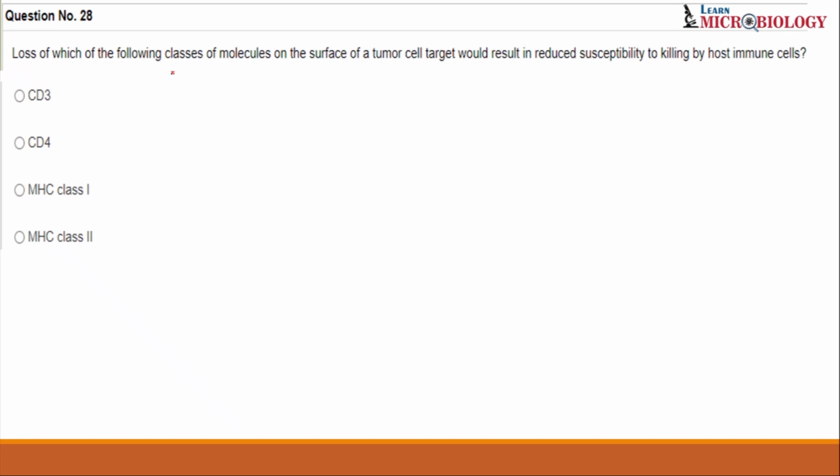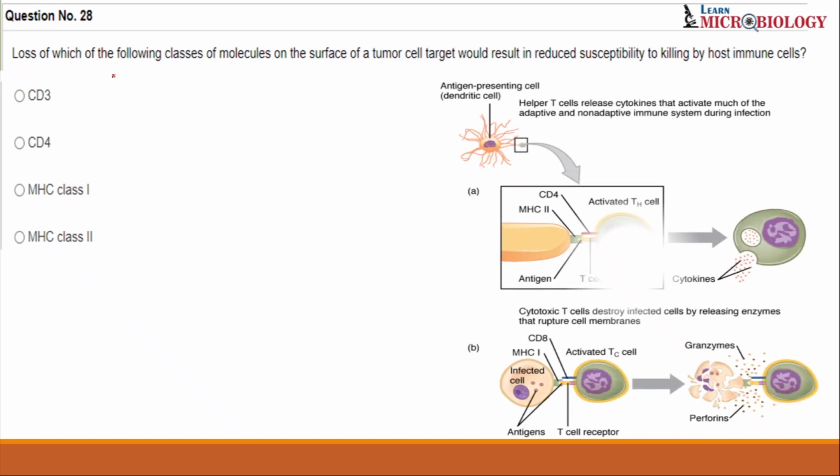Question number 28. Loss of which of the following classes of molecules on the surface of a tumor cell target would result in reduced susceptibility to killing by host immune responses? As we saw in the previous question, there are certain surface cell markers which are going to help in your identification. Here we have given options CD3 and CD4 which are present in your T cells. Question is about a tumor cell target.